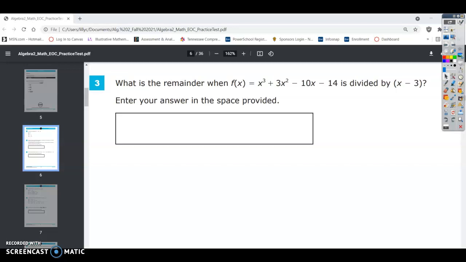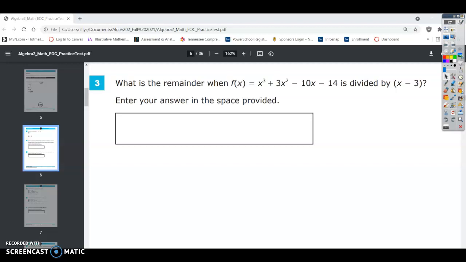All right, Algebra 2, EOC practice test number 3. What is the remainder when f of x equals x cubed plus 3x squared minus 10x minus 14 is divided by x minus 3? Enter your answer in the space provided.